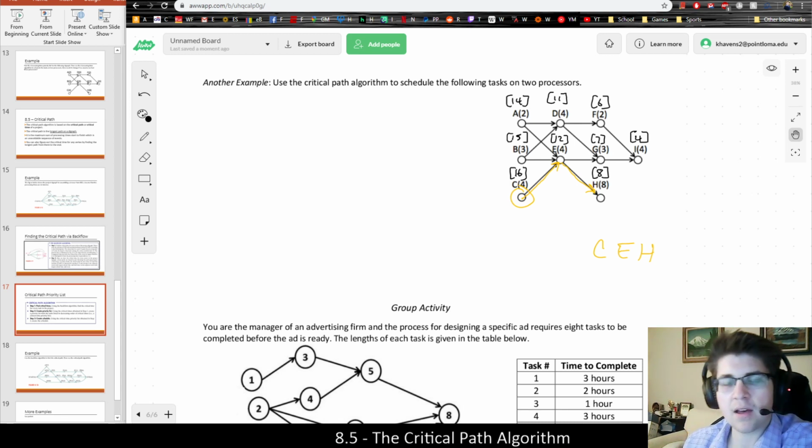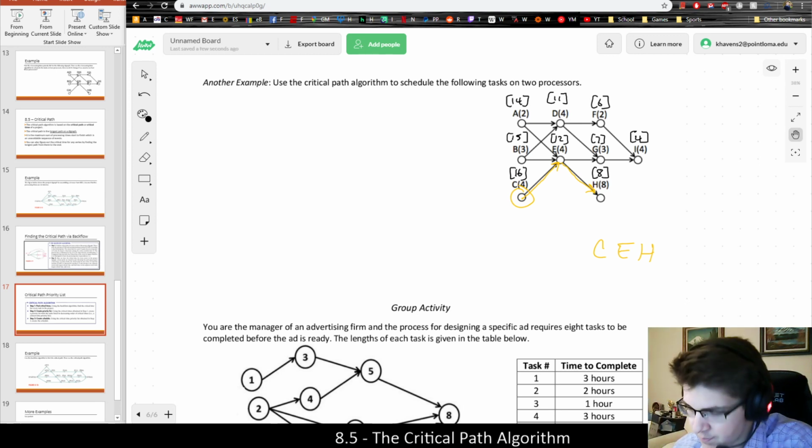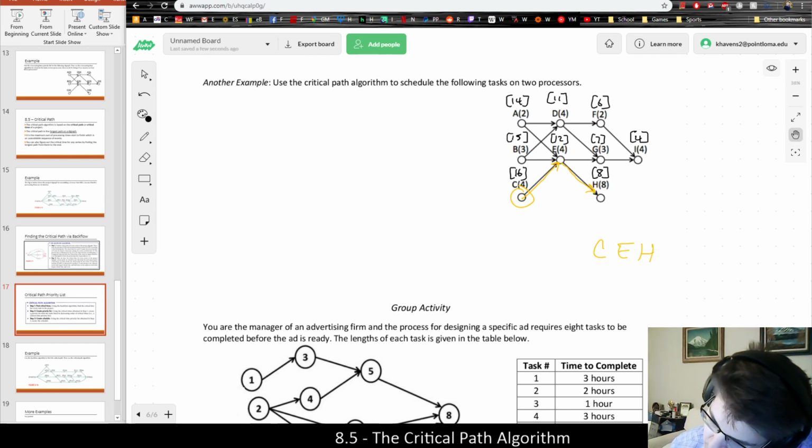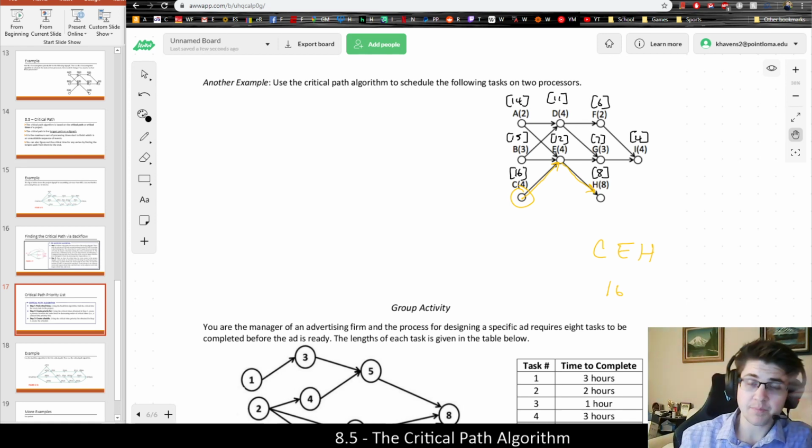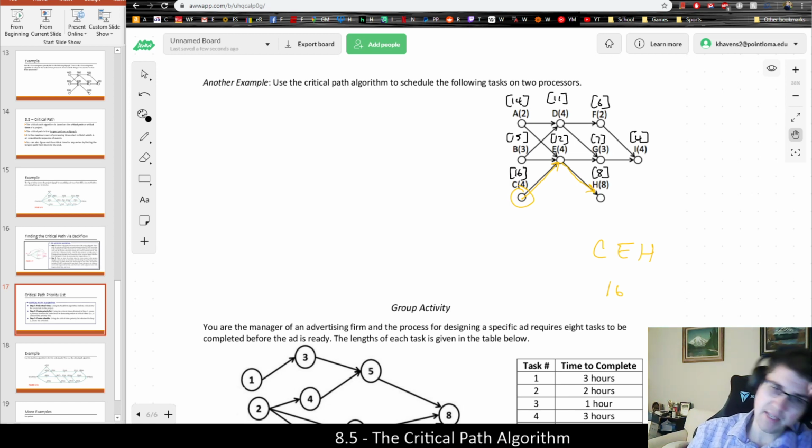And some of the online homework might ask you to find the critical path. If that's what it's asking, that's all you need to do. And then the critical time would be 16. Again, we're not told if it's in hours or minutes or whatever, but let's just say hours, 16 hours or whatever, and the path CEH.